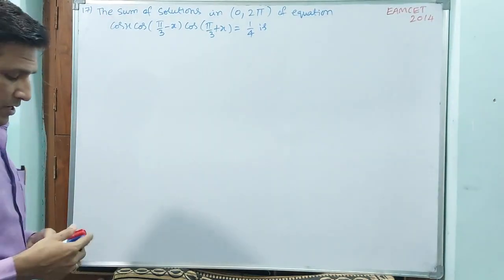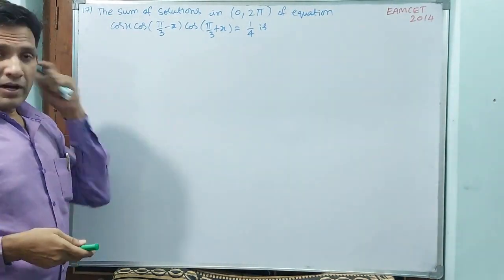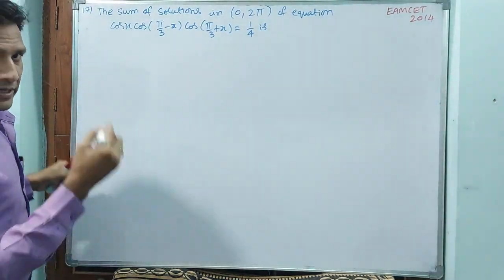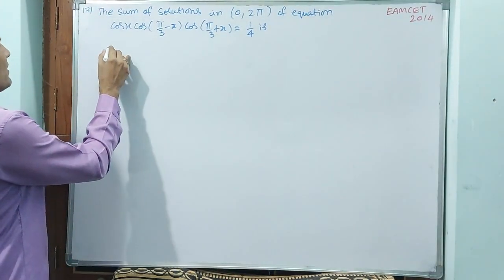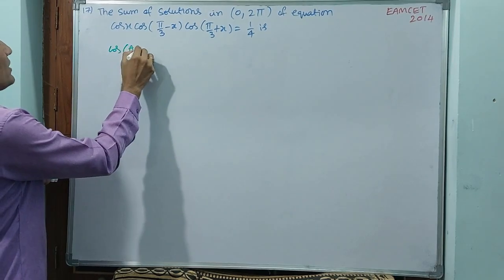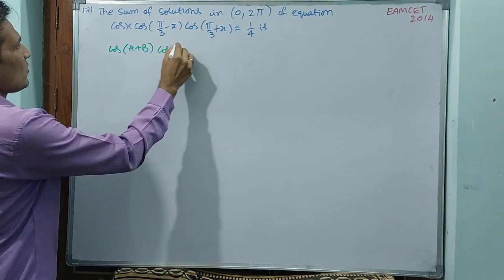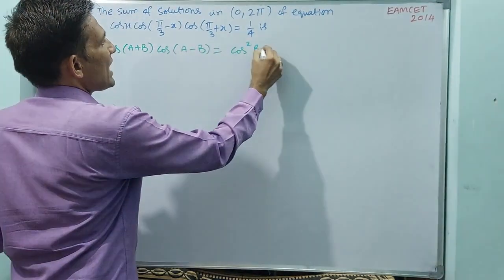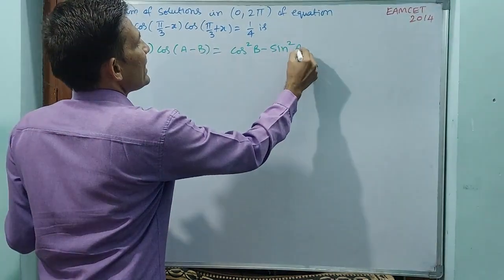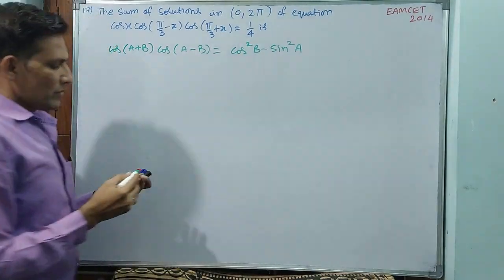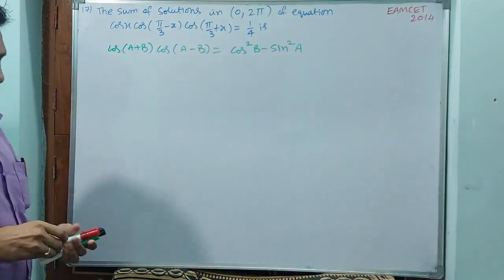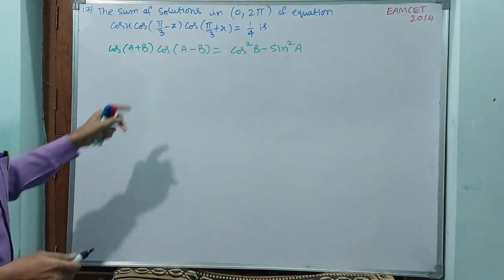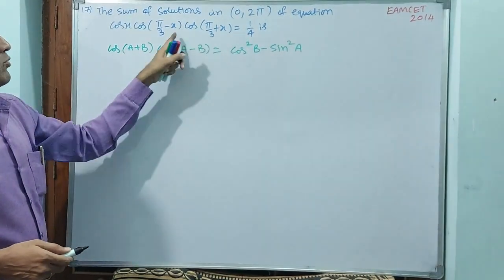Before proceeding, I want to write one formula. Cos of (a minus b) into cos of (a plus b). First you observe carefully. Cos of (a plus b) into cos of (a minus b) is equal to cos square b minus sin square a. This formula you should know.